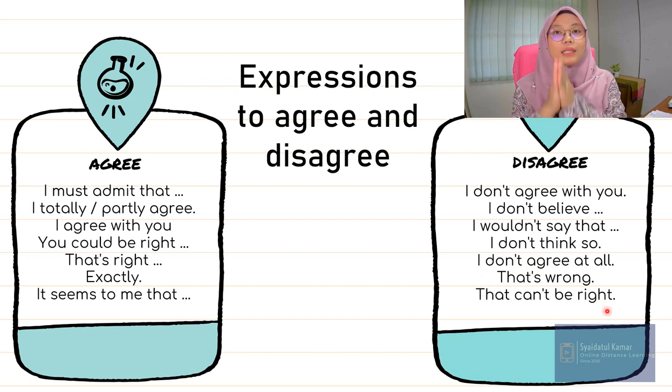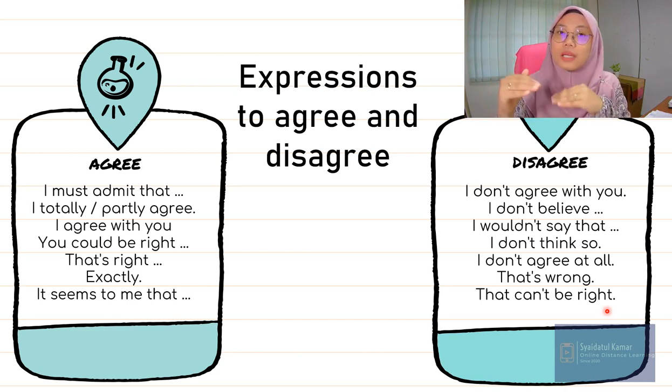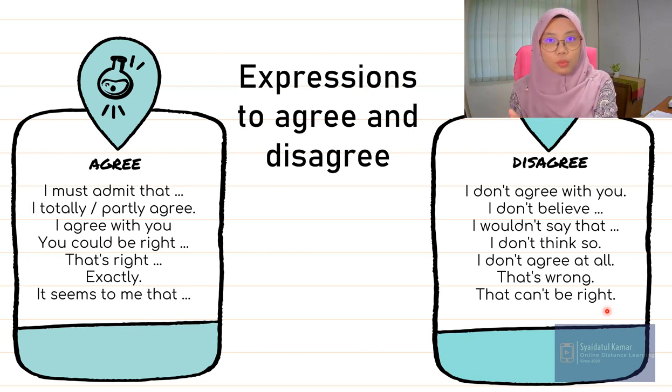Okay, now, other than using the right words to show disagreement, you need to use the right intonation as well. When you disagree with people, you cannot use a high intonation. For example, I don't agree with you. I don't believe you. I don't think so. Okay, so that is what leads to an argument.